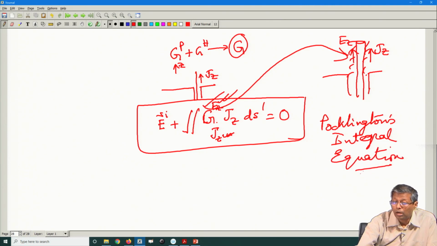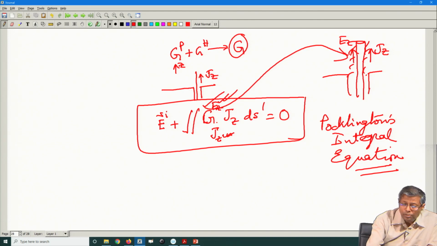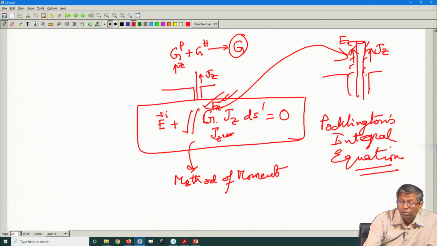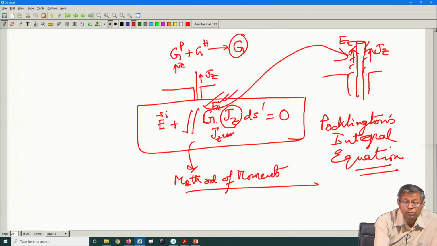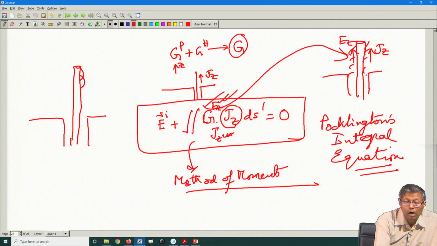This is the Pocklington's integral equation. This is fed to the method of moments, which solves for this unknown current Jz. Essentially, we take this probe surface, which is here, and break this up into piecewise sinusoidal basis functions.